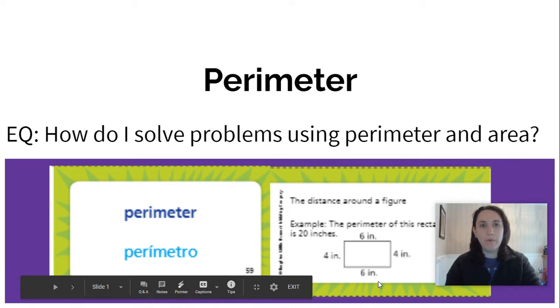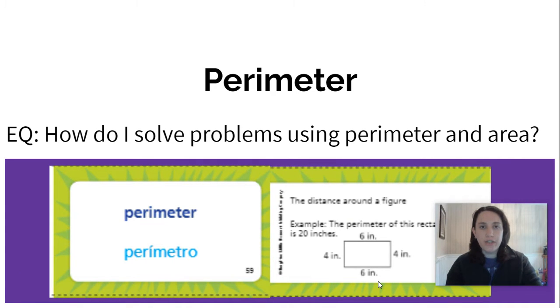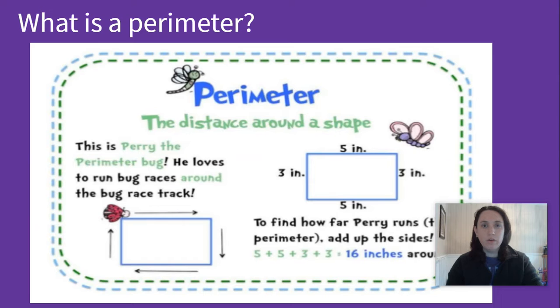Going to learn about perimeter. Our essential question is, how do I solve problems using perimeter and area? For this lesson, we're only going to focus on perimeter. So what is perimeter? Perimeter is the distance around a shape.